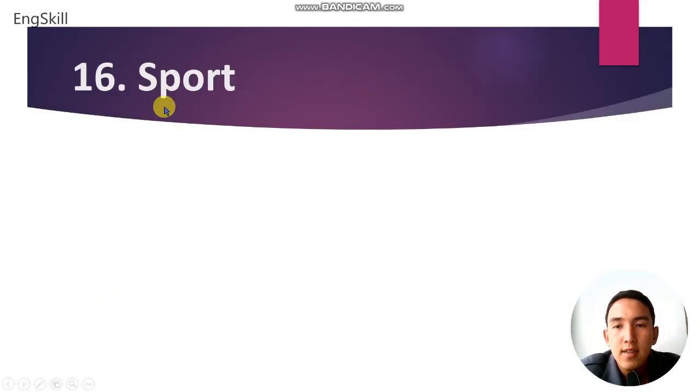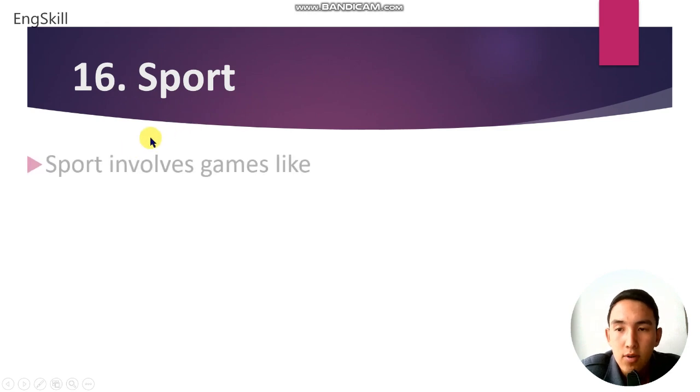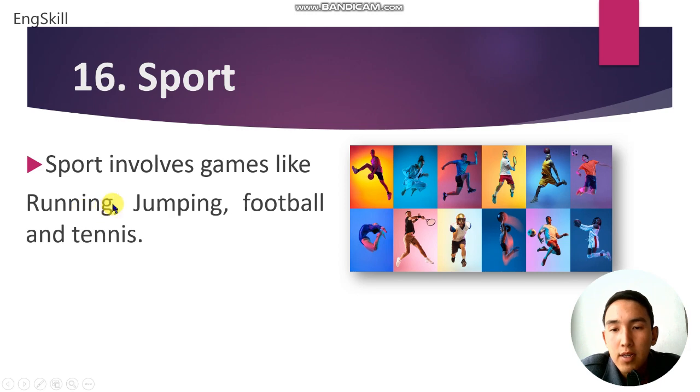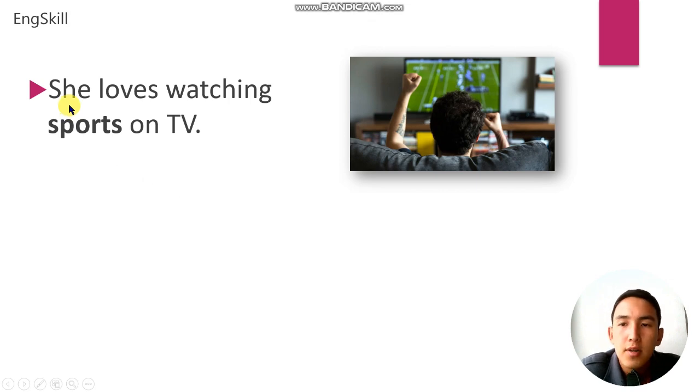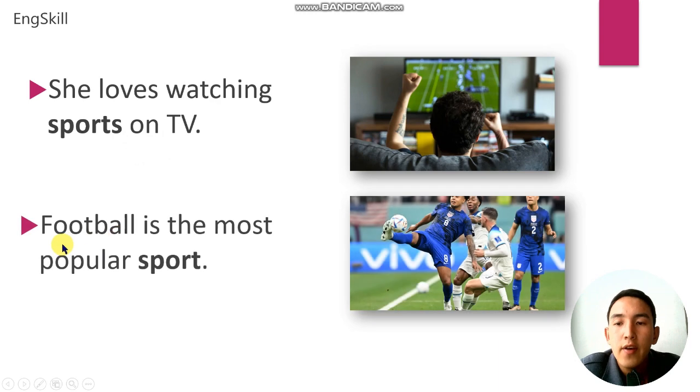Number 16 is sport. Sport involves games like running, jumping, football, and tennis. These are called sport. For example, she loves watching sports on TV. Football is the most popular sport.